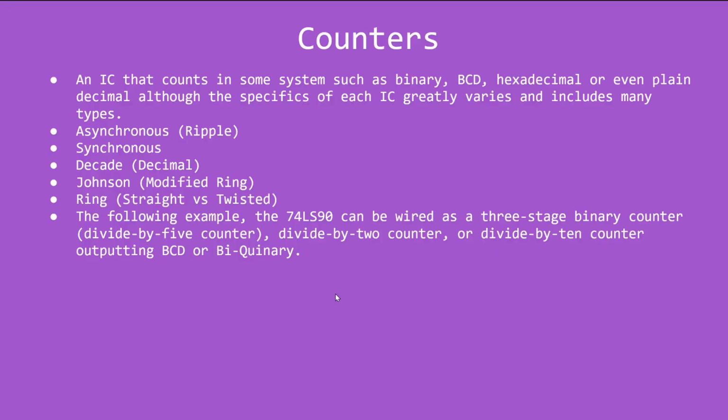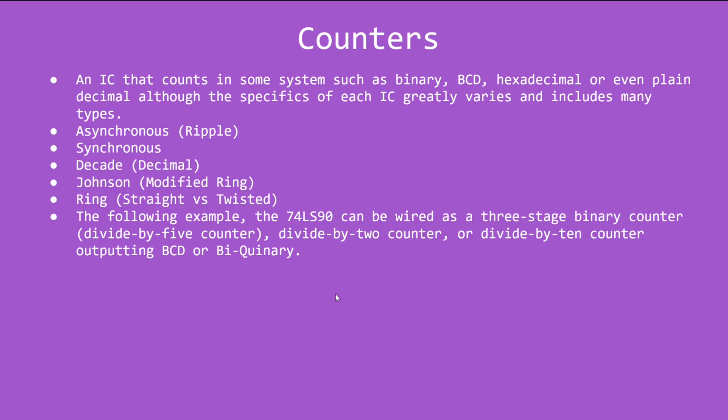Now we're moving on to counters. It's an IC that counts in some systems such as binary, BCD, hexadecimal, or even just plain decimal. While the specifics of each IC can vary wildly, basically you have asynchronous or ripple counters, synchronous counters, decade or decimal counters, Johnson counters or modified ring counters, and then ring counters, either straight or twisted, and there's possibly others.